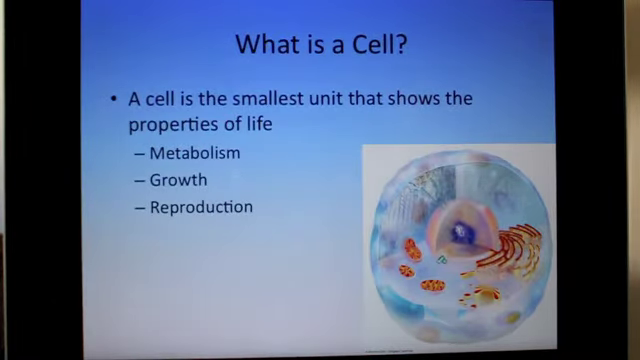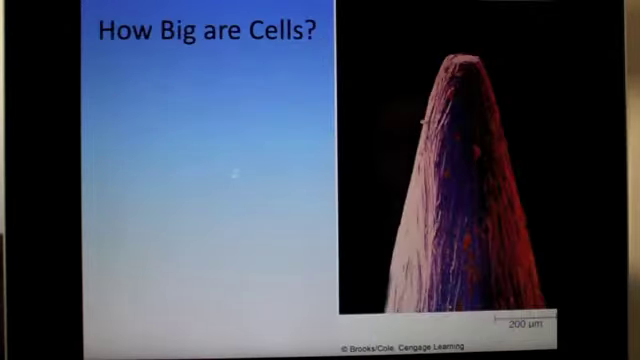So, this lecture we're talking about cells. What is a cell anyway? A cell is the smallest unit that shows all the properties of life, meaning metabolism. It takes in compounds like sugars and proteins and lipids, and it uses them for energy. Growth, it gets bigger on its own, and reproduction, it can divide and make 2 cells.